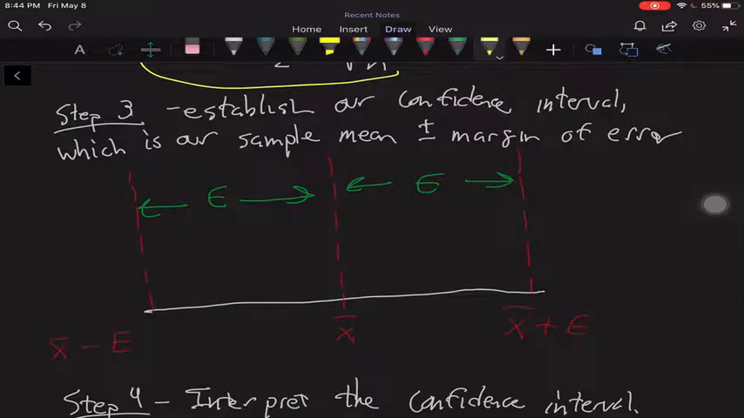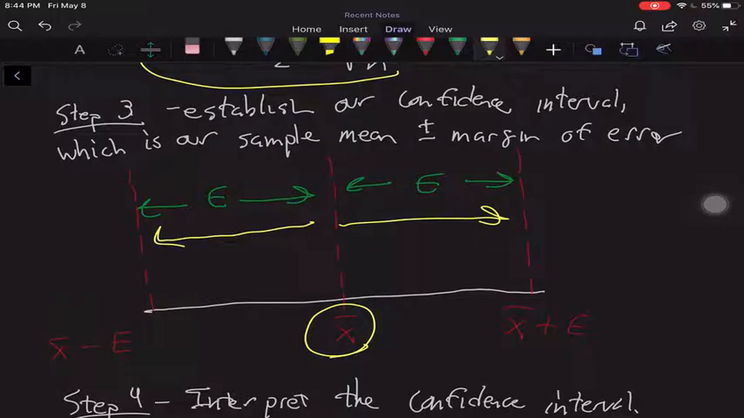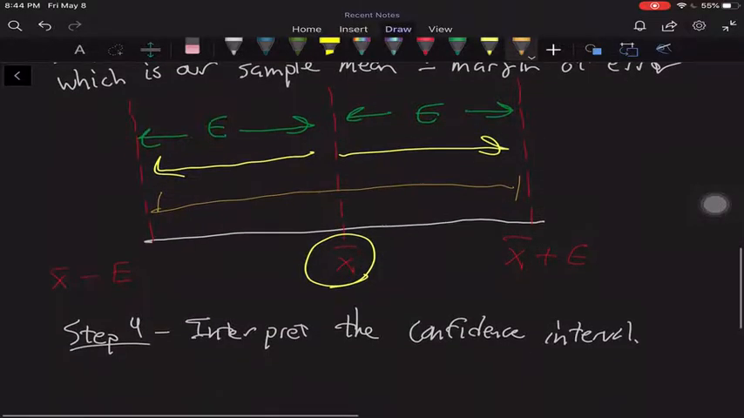Following that, we proceed to step 3, which is we're going to establish our confidence interval, which is our sample mean plus or minus our margin of error. As you can see, we have our sample mean here, and basically we're just going to be subtracting or adding the margin of error, and everything between here is going to be our confidence interval. And following that is step 4, where we interpret the confidence interval. So now let's apply this procedure to a problem from MyMathLab.